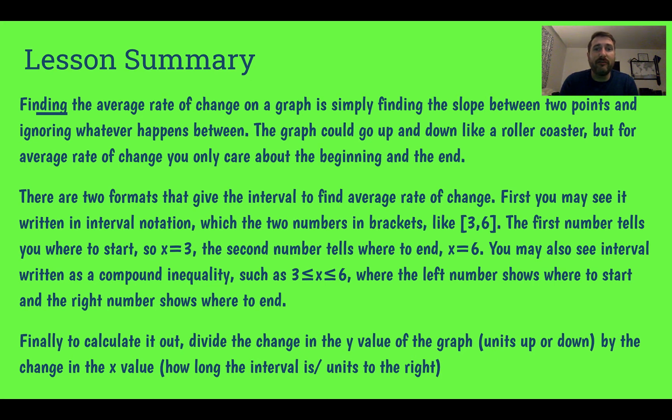So finding the average rate of change on a graph is just finding the slope between 2 points and then ignoring whatever happens in between. So as we saw in the very beginning, the graph could go up and down like a roller coaster, but for the average rate of change, you only care about where you start and where you end.